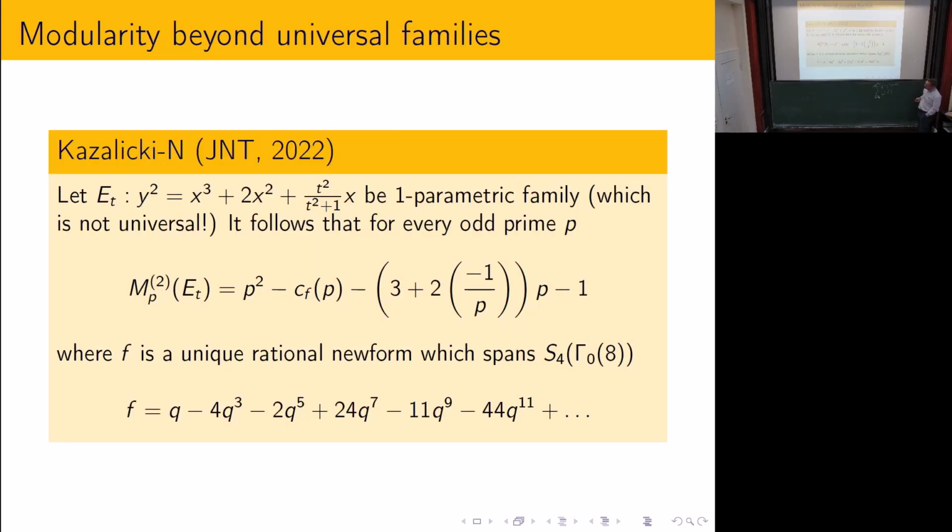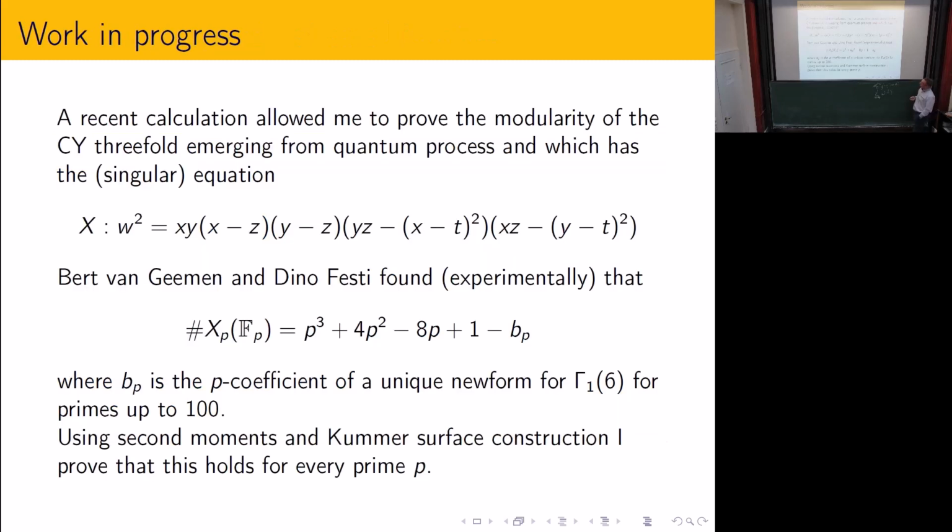So with the techniques from this paper and basically with this result, now I can prove statements about modular Calabi-Yau threefolds. So this is kind of an example. Recently, Bert van Hemmen and Dino Festi found experimentally that the number of points on this Calabi-Yau threefold is governed by the coefficient of some, probably, that's what they computed up to primes up to 100, by a unique newform with respect to the level gamma 1,6.